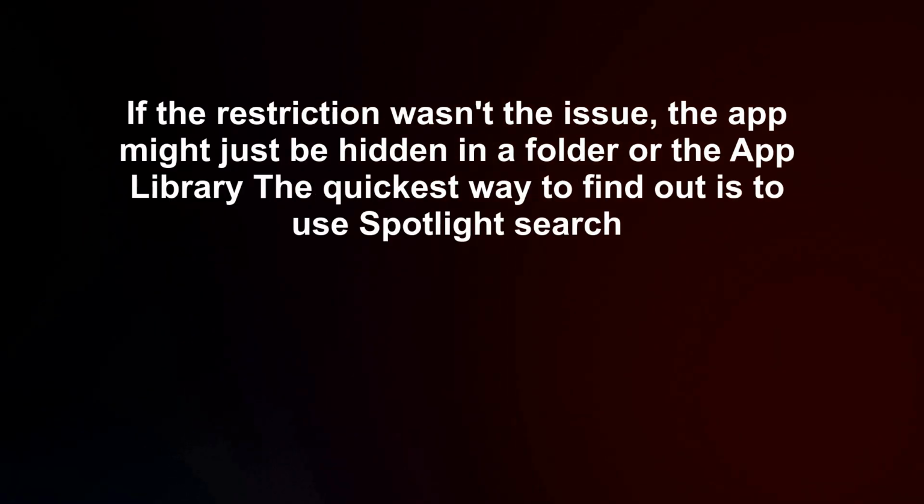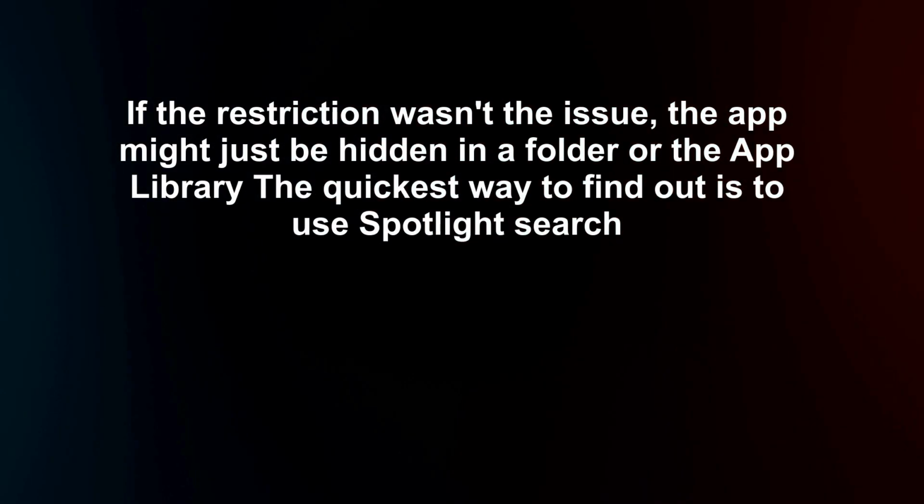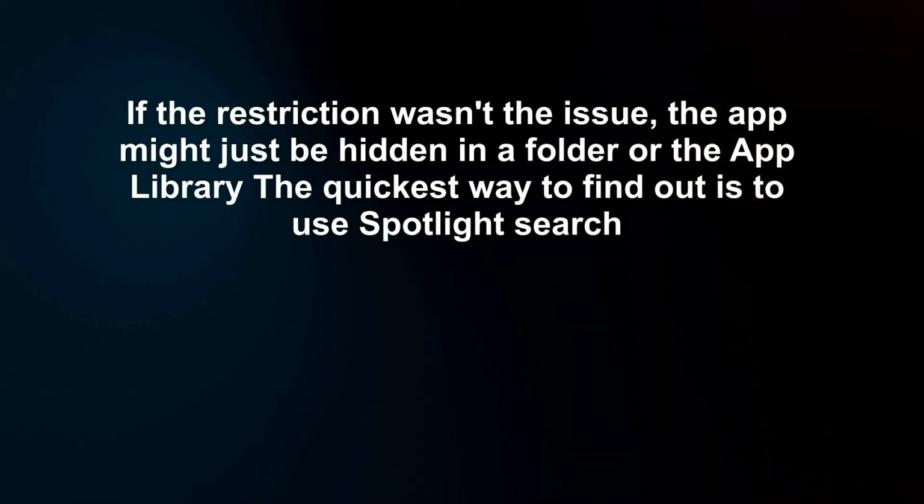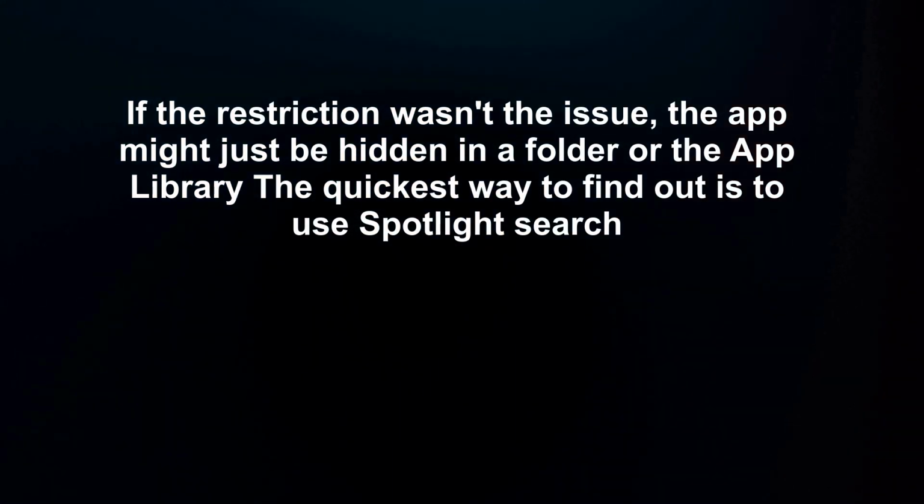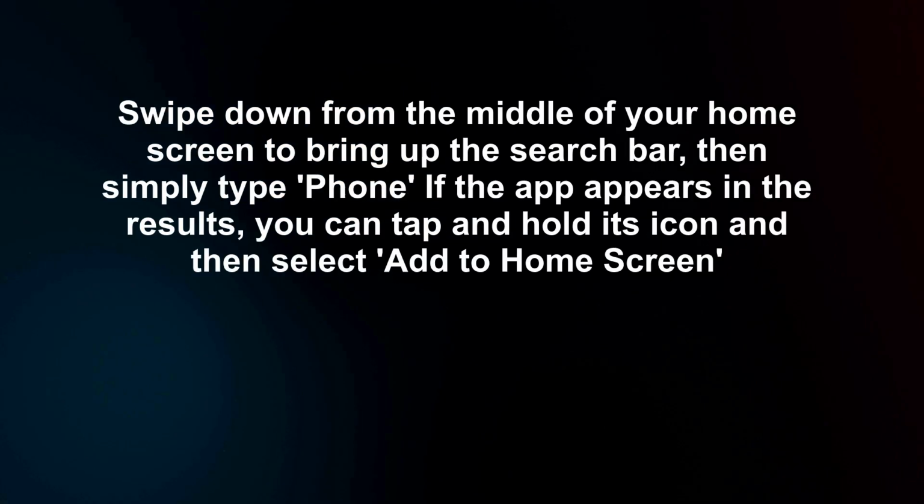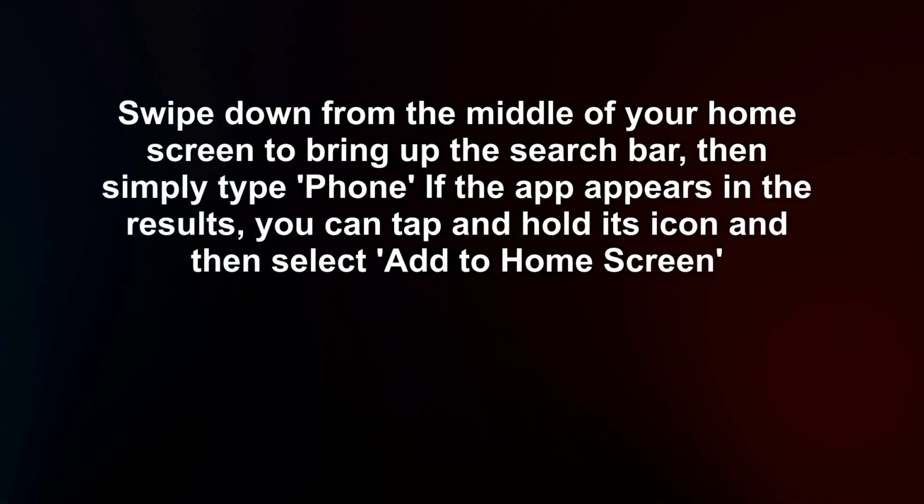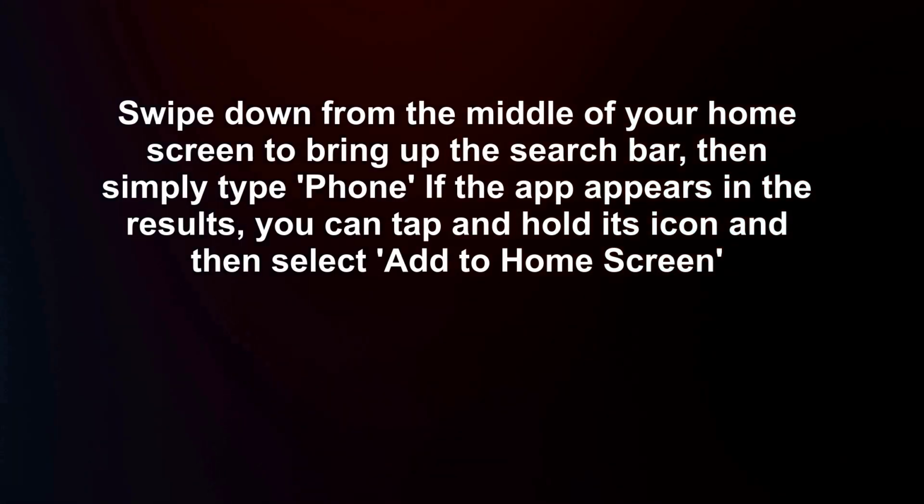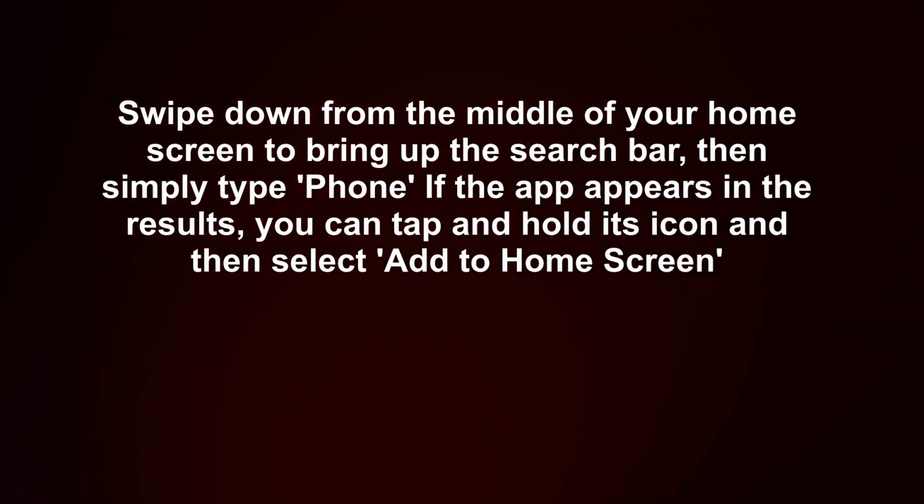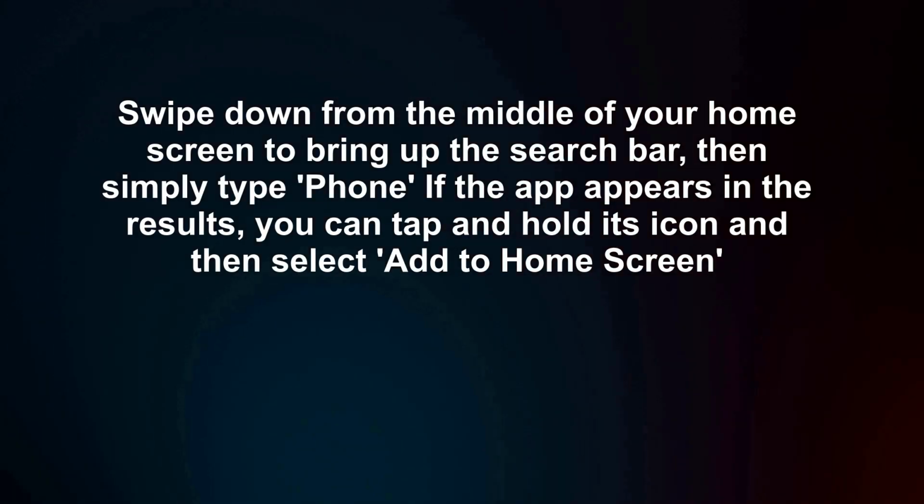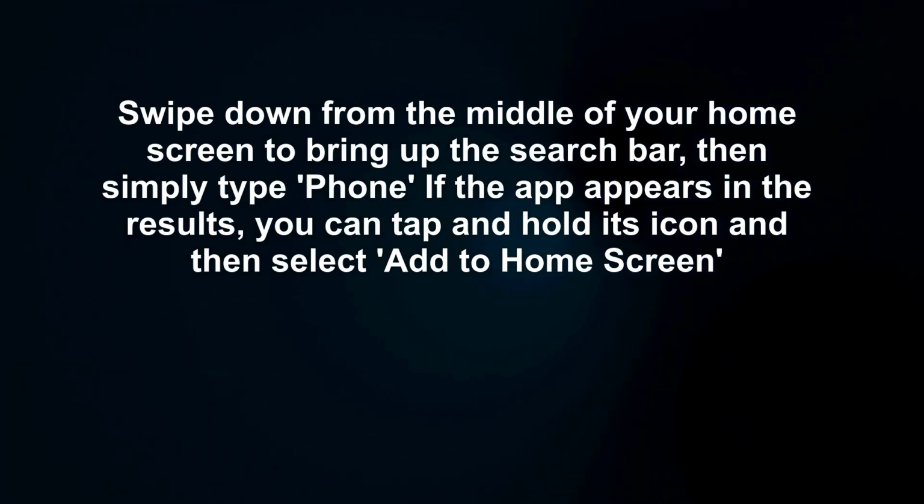If the restriction wasn't the issue, the app might just be hidden in a folder or the app library. The quickest way to find out is to use Spotlight Search. Swipe down from the middle of your home screen to bring up the search bar. Then simply type Phone. If the app appears in the results, you can tap and hold its icon and then select Add to Home Screen.